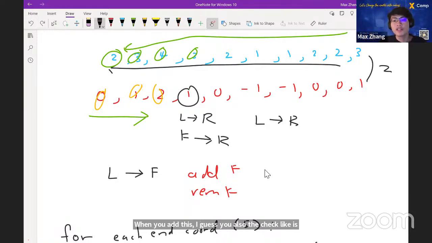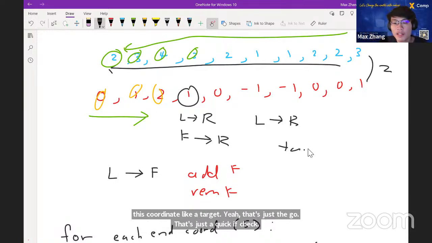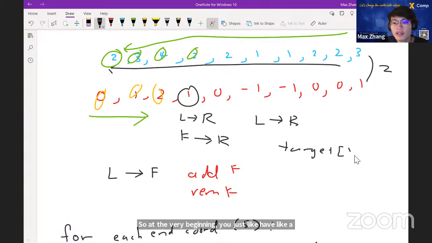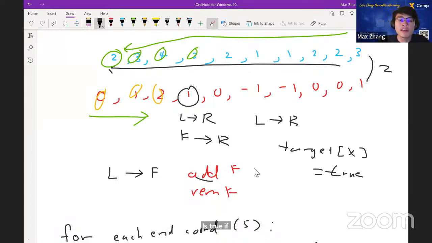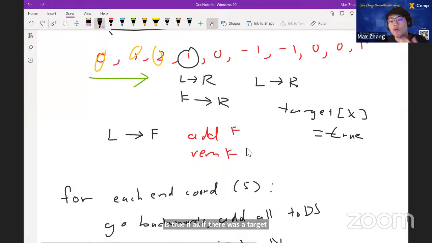At the very beginning, you have a Boolean array where target of X is true if there's a target at coordinate X and false otherwise. Then when you add it, you just need to make sure you only count it if it's actually a target there in the first place. Otherwise, you can just ignore it altogether.